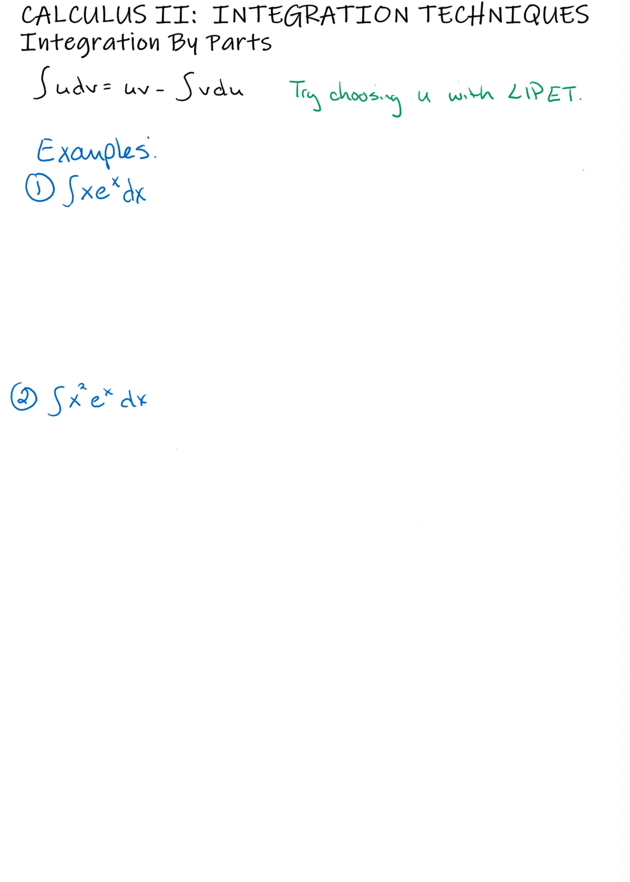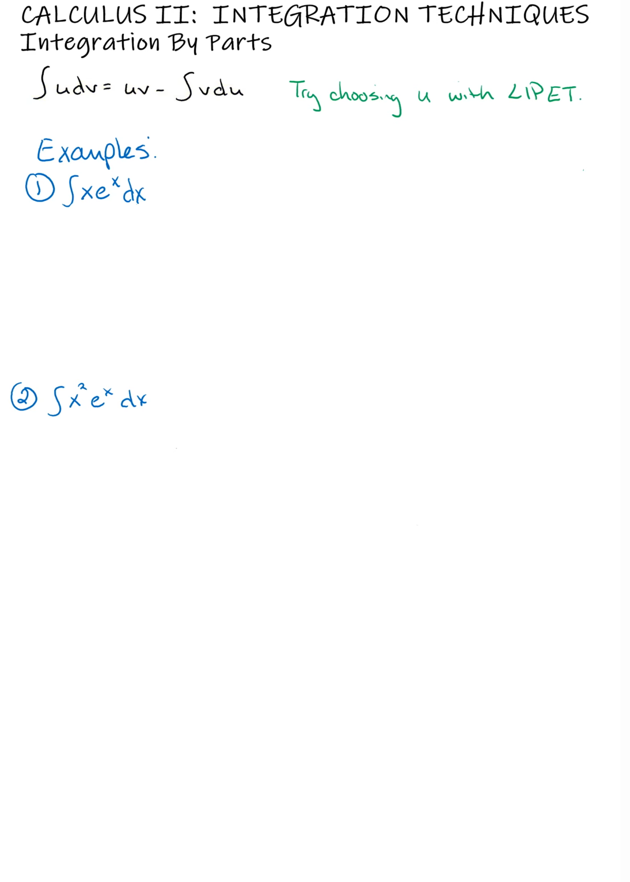I want to talk about an integration technique called integration by parts. Now, I'm not going to go over how this was developed, but it basically is a formula that we're going to use in order to integrate. If we have something that looks like the integral of u dv, then the result is u times v minus the integral of v du.